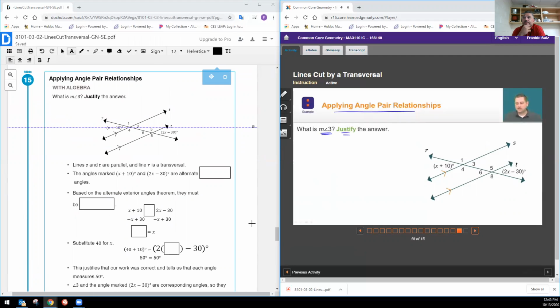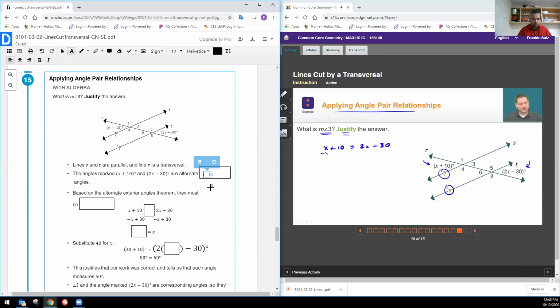Now, if I take a look at my diagram, I see I have lines S and T parallel to each other. Notice the markings of the arrows. And so I see that R is a transversal. And because that transversal cuts the lines in such a way that this angle, x plus 10 degrees, and 2x minus 30 degrees are both alternate exterior angles, then I know based on the alternate exterior angles theorem, they must be congruent. Therefore, they have the same measure. So I can take that x plus 10 and set it equal to 2x minus 30. Well, let's use this information to help solve for x and find out the measure of that angle.